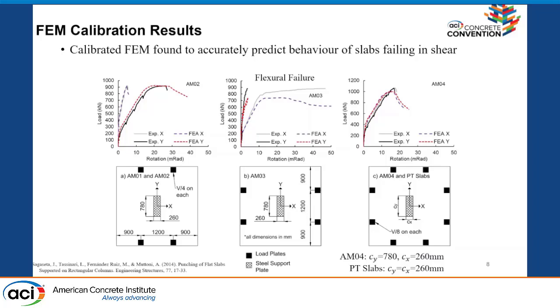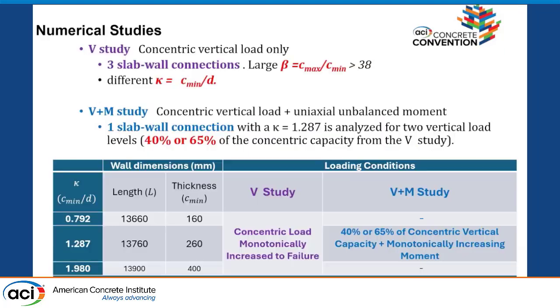The middle picture shows one slab which actually had flexural failure, and the same model was able to predict that the slab failed in flexion rather than in punching shear. So that's also good. So with this, we were sort of confident that we can use it now for slabs on walls.